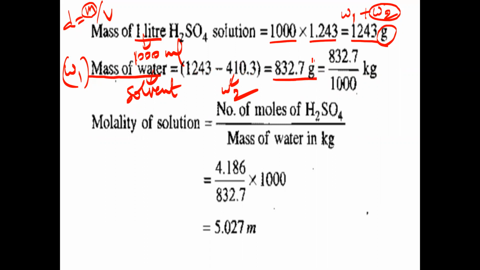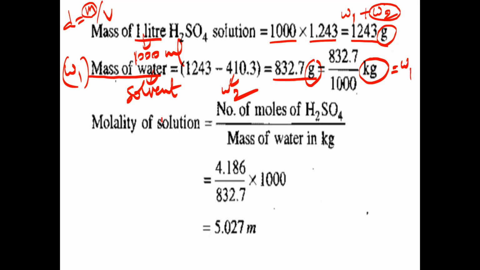If you want to convert into kilograms, divide the given grams by 1000. So 832.7 divided by 1000 kilograms is the mass of water. This is W1, the mass of the water.